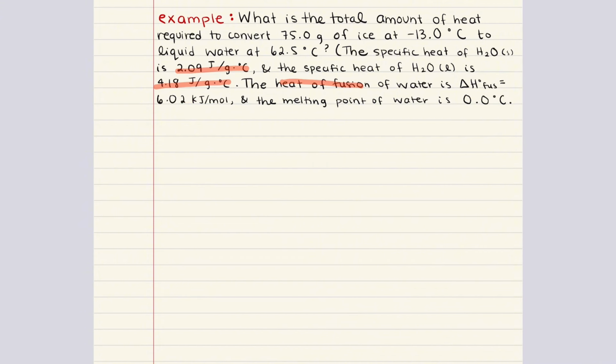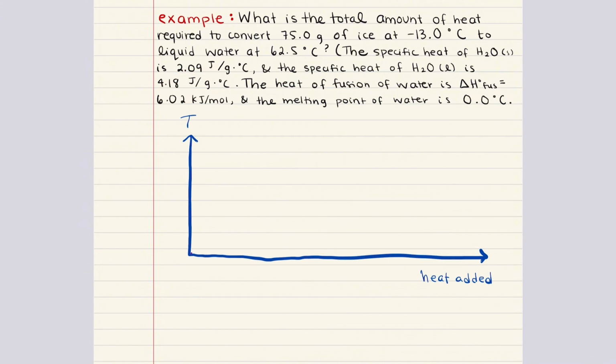Keep in mind that for a heating curve, the x-axis is the heat added, and the y-axis is the temperature. Now, in our problem, we start with ice at a temperature below its freezing point. Heat is added until we have liquid water at a temperature that's above its freezing point. So the heating curve has the following appearance. Notice that there are 3 sections to our heating curve, and we're going to call this section Q1, this section Q2, and this section Q3.